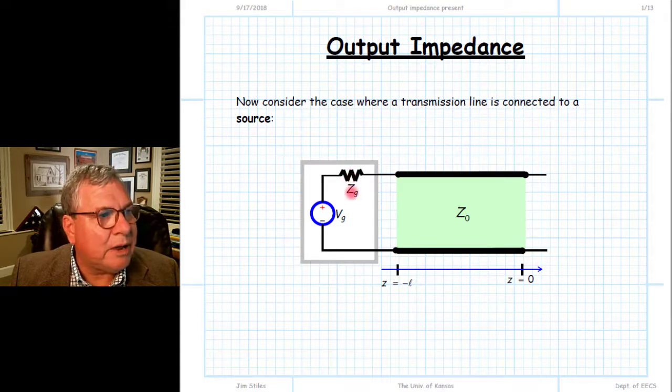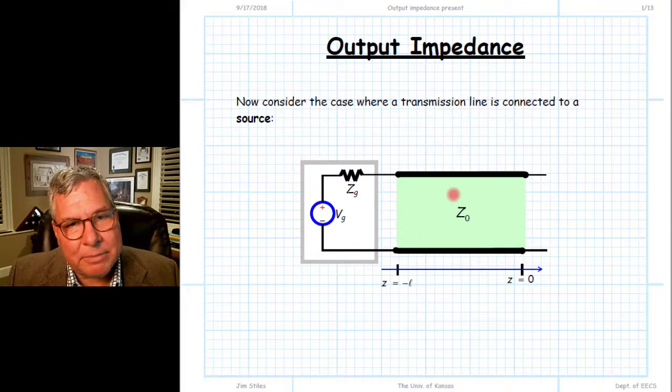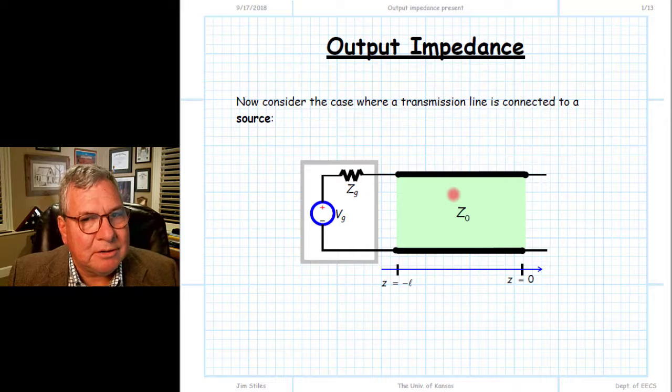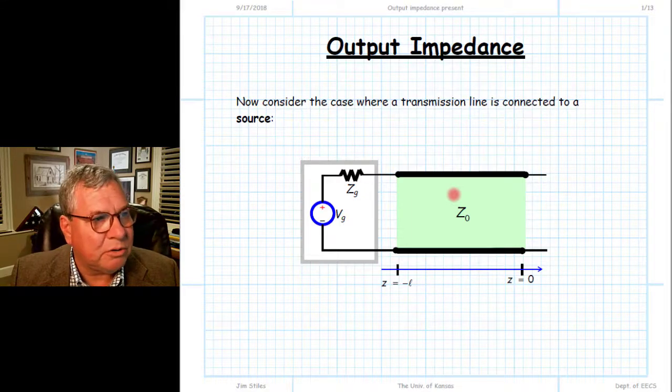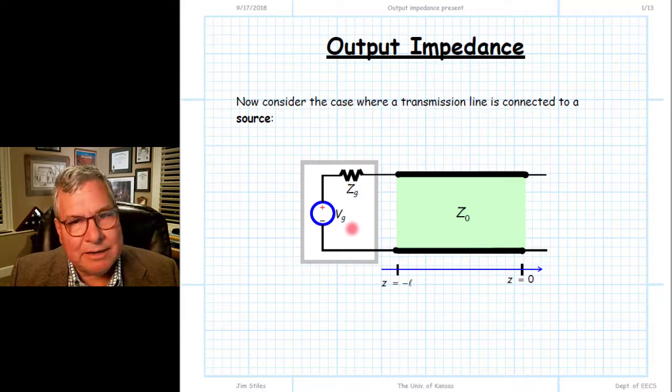We could go through and try to figure out how this impacts our 6 fundamental functions of a transmission line: voltage, current, impedance, plus voltage, minus voltage, and reflection coefficient. We could rewrite them in terms of the parameters of this source, VG and ZG. Now we do this in EECS 723, but we're not going to do that here.